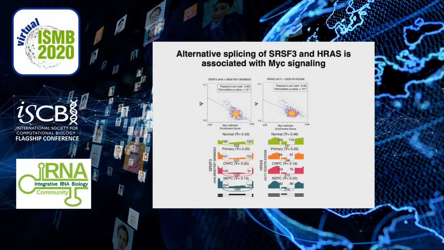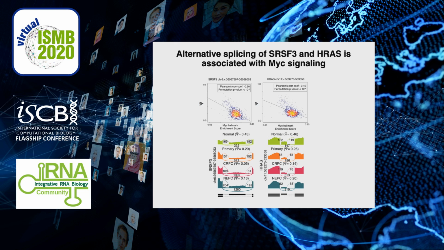Then we carried out PEGASAS analysis on 13,000 splicing events from the prostate cancer dataset. We identified the set of splicing events associated with MYC activation. Among them, I just want to show you two of our best examples in terms of correlation coefficient. So on the left is the splicing factor SRSF3, which is actually also a proto-oncogene.